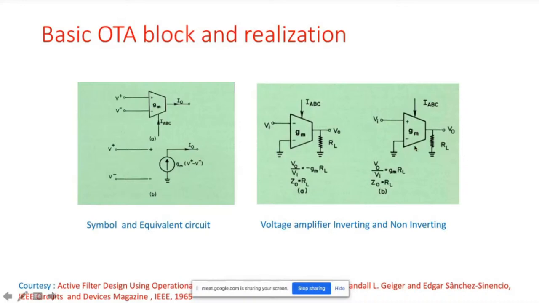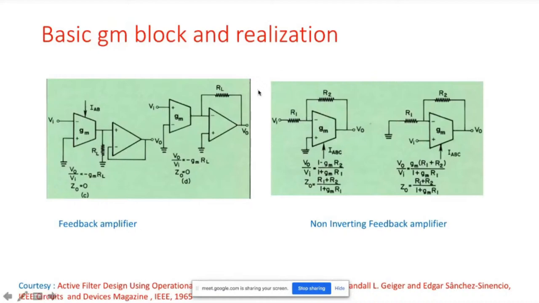So I can convert the GM cell into a voltage amplifier using a simple resistance, which is the requirement for a voltage amplifier. So a simple GM cell will be like this. Now the same thing, I can use this GM cell for a feedback amplifier. I can use the GM with respect to an op amp, which can be used as feedback.